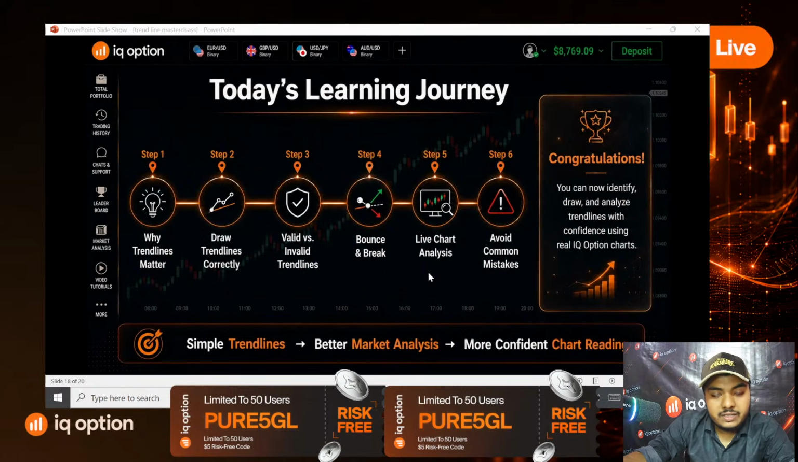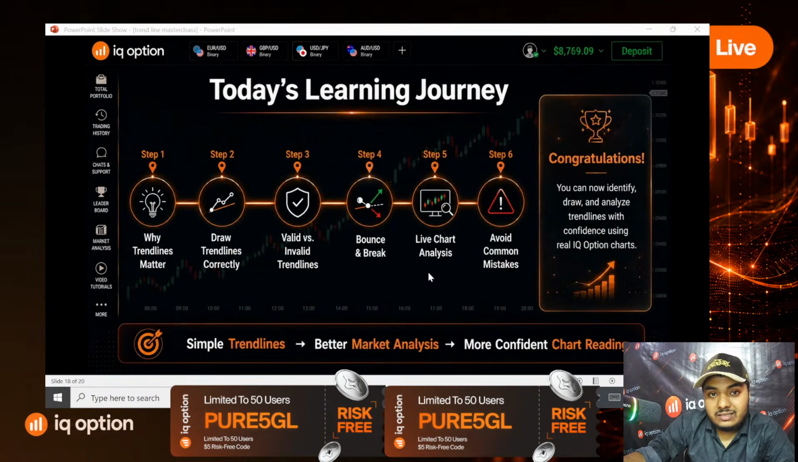We started by understanding why trend lines are important, and then we learned what a trend line is and how to draw a trend line correctly, both uptrends and downtrends. And we also learned how to identify valid and invalid trend lines, recognize trend line bounces and trend line breaks, and avoid common mistakes. And finally, we applied everything on a real IQ Option chart.